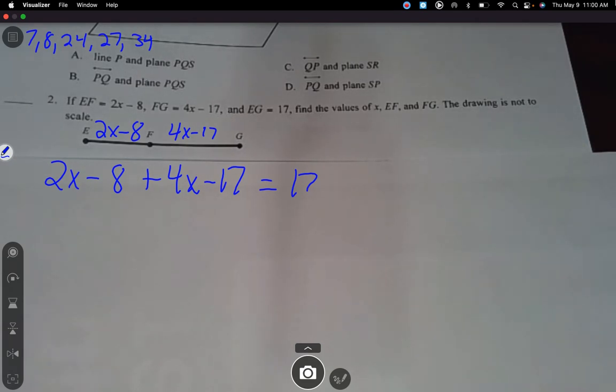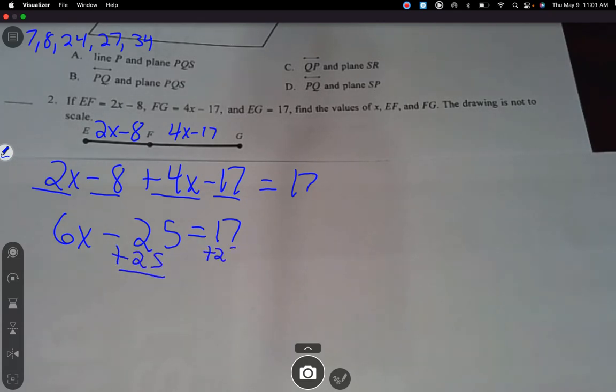What is 2x plus 4x? 6x. What is negative 8 minus 17? Negative 25. Thank you. Equals 17. Y'all make sure you pay attention. Now how do we solve it? I just put negative 8 minus 17 in the calculator, and it's negative 25. So I brought that down. Now we start moving around. Add 25. Now we're gonna start doing the opposite.